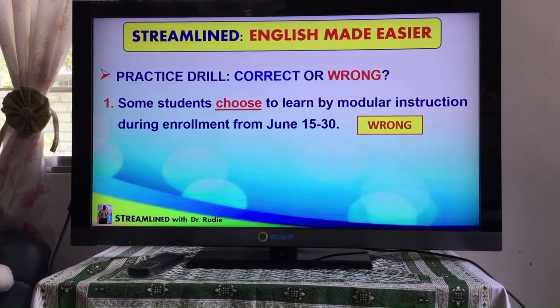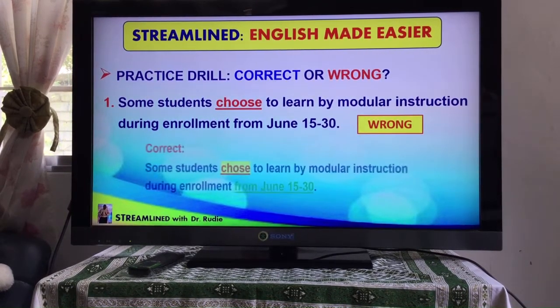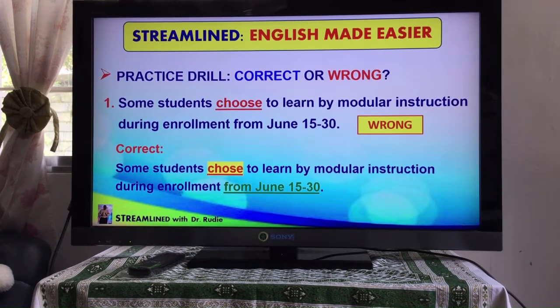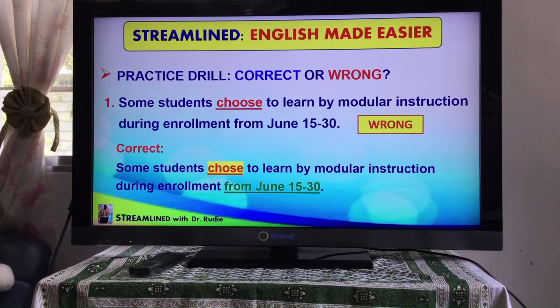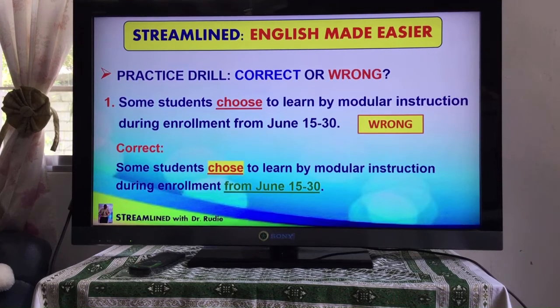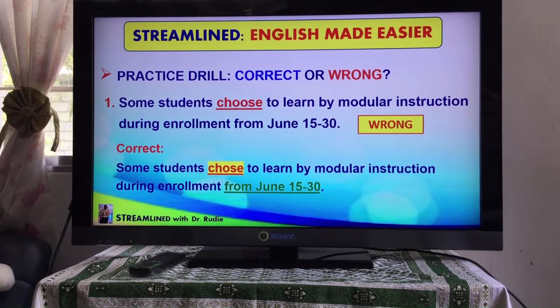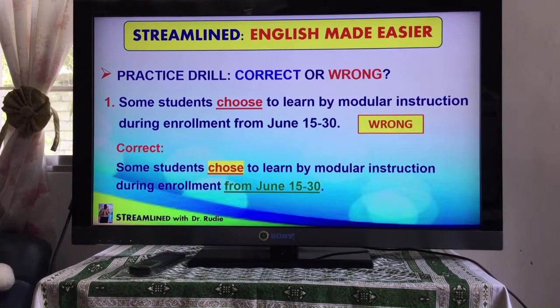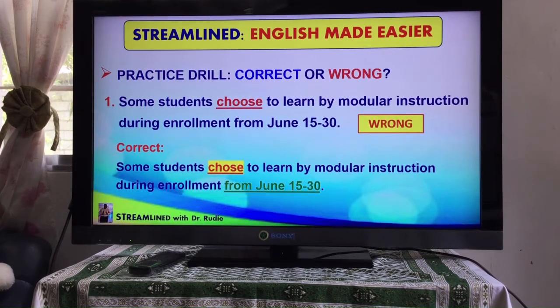This is wrong. Why? Because the situation occurred from June 15 to 30. It is an action done and gone. So the verb must be in the simple past. Chose. Some students chose to learn by modular instruction during enrollment from June 15 to 30.